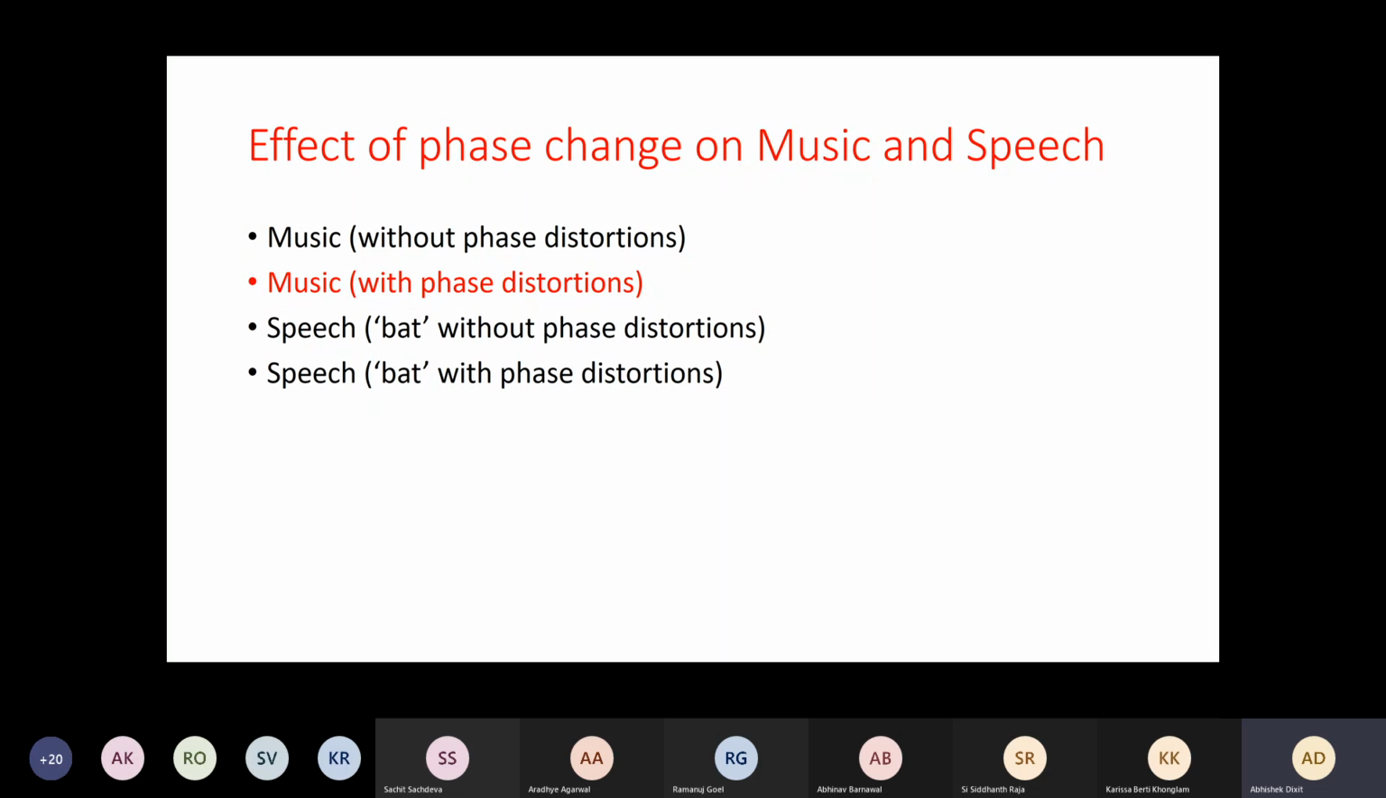So let me play the music again. Right, so I agree, right? Music doesn't show that many changes due to phase distortions. It just got some noise, but the music remained completely comprehensible. Okay, is this okay?